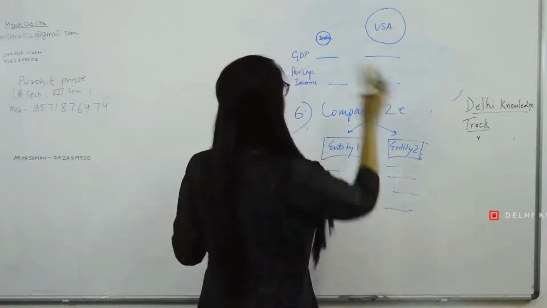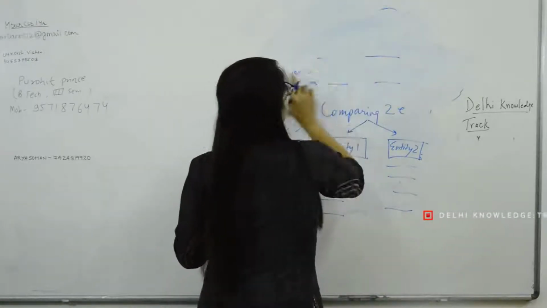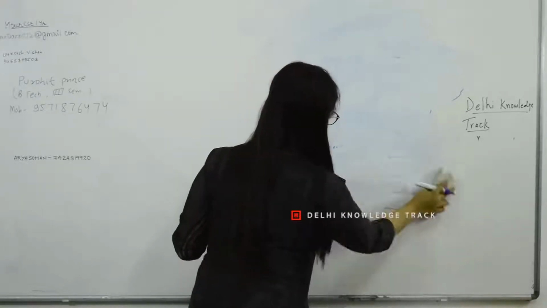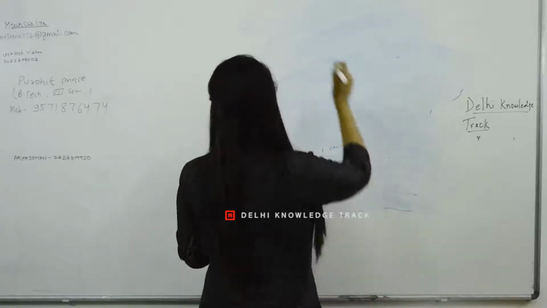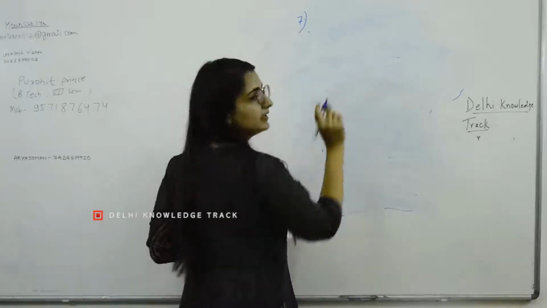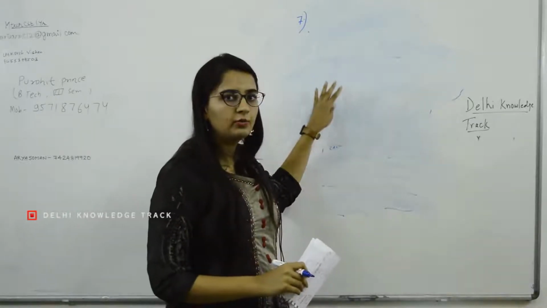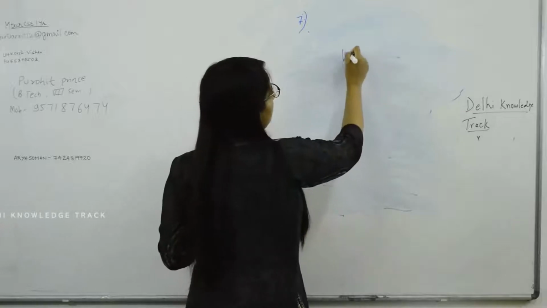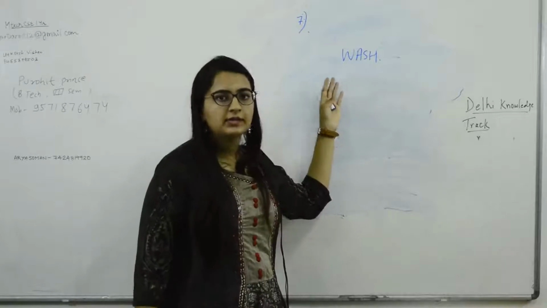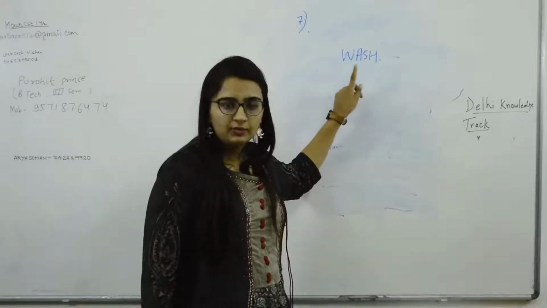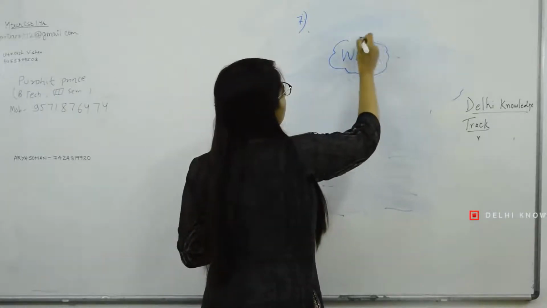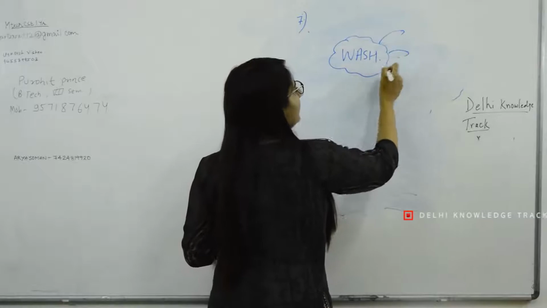Then the 7th one. Here we show, this is the most easily used and most understandable flowchart. Example, I have to write about the WASH program. There is a program called WASH which the government has started for sanitation and hygiene. This question was there in this year's examination. So what one can do is write WASH and write about the characteristics.